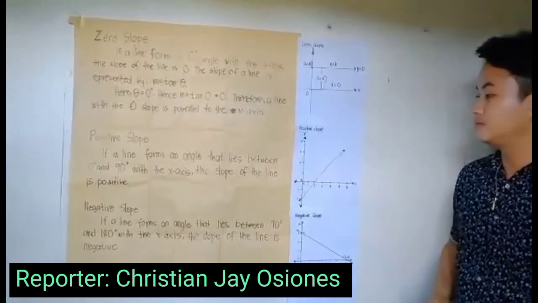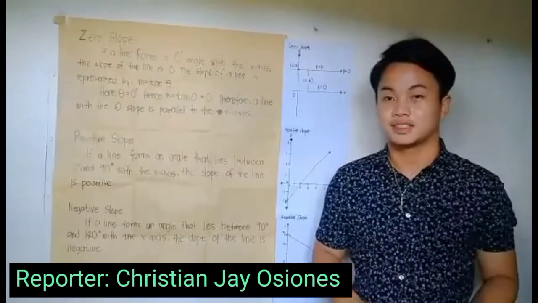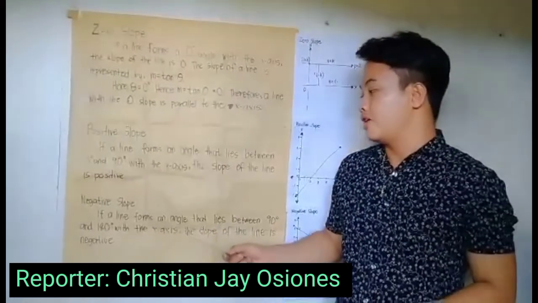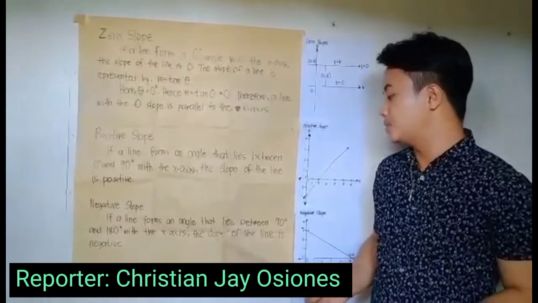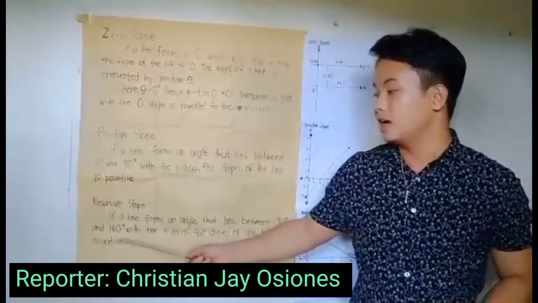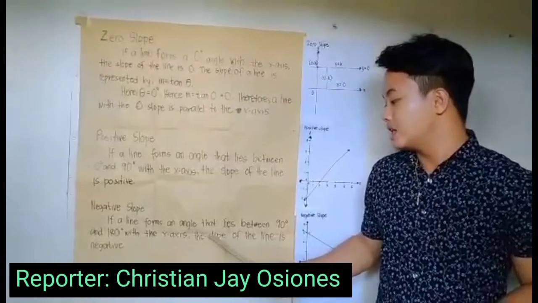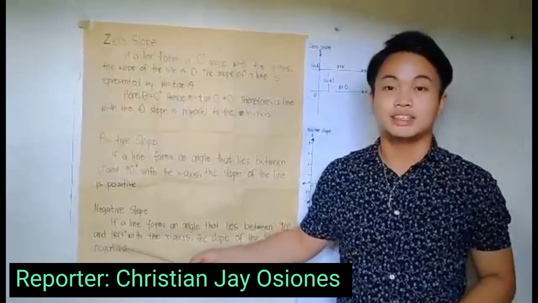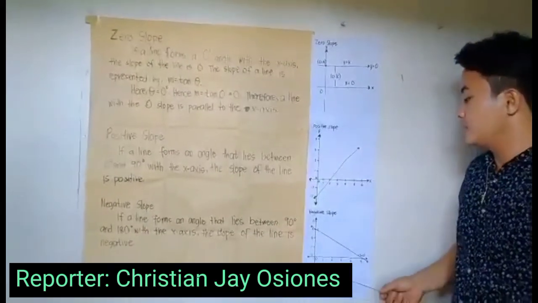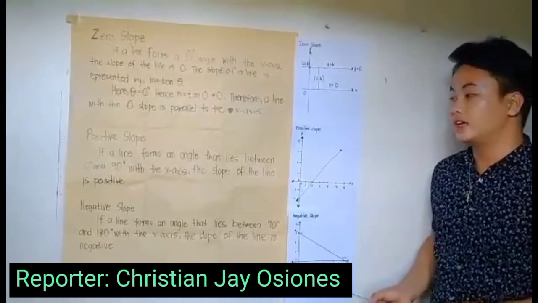Next, negative slope. If a line forms an angle that lies between 90 degrees and 180 degrees with the x-axis, the slope of the line is negative. So here is the figure of negative slope.